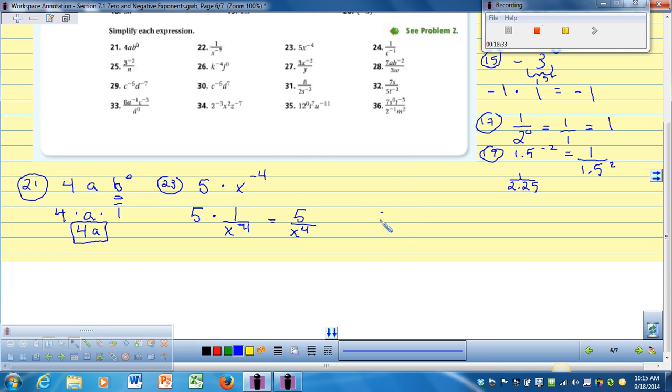25. We have 3 to the negative 2 over n. Well, that n is not being raised to a negative power, so let's leave that as 1 over n times 3 to the negative 2. We'll leave that 1 over n alone, nothing is happening there. And rewrite 3 to the negative 2 for me. 1 over 3 to the positive, good. So this becomes 1 over n times 1 over 9. And we can write that as 1 over 9n.